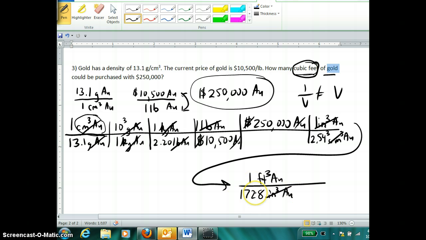you divide by 1,728. And because we had a 3-digit measured number and a 3-digit measured conversion and a 2-digit measured number and a 3-digit measured number, we should have 2 digits in our final answer. And that final answer comes out to 2.9 times 10 to the negative 2. And of course our units now are simply feet cubed of gold. So yes, not a whole lot of volume of gold for $250,000 worth of gold.